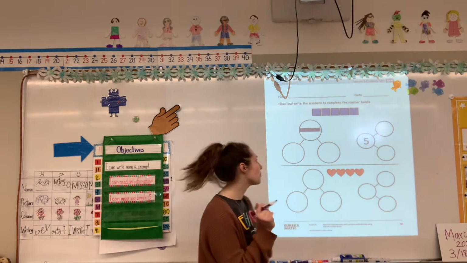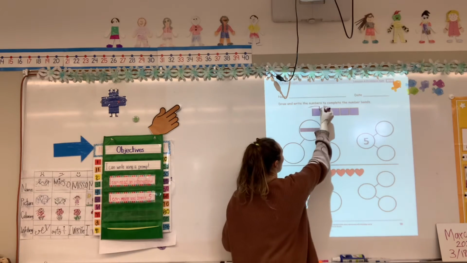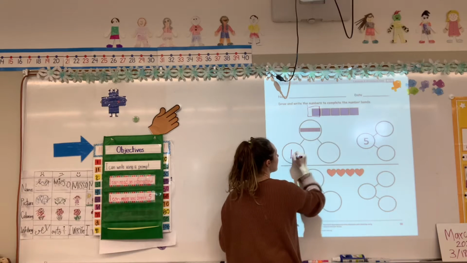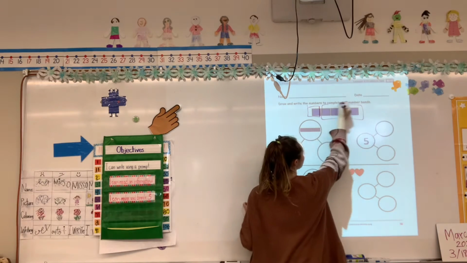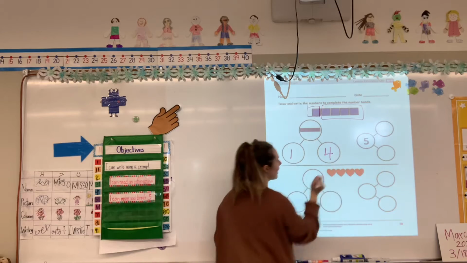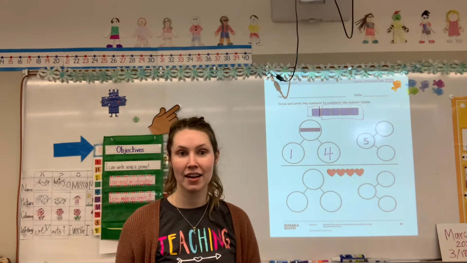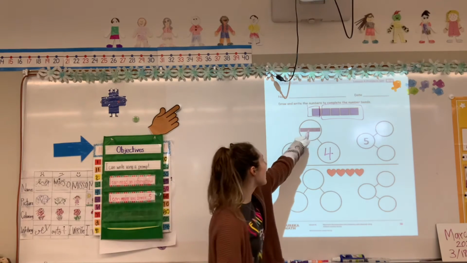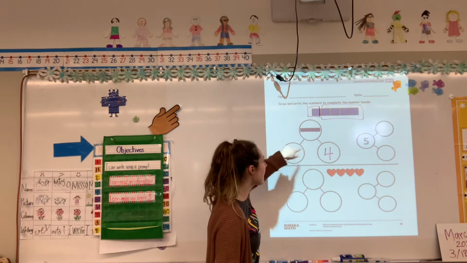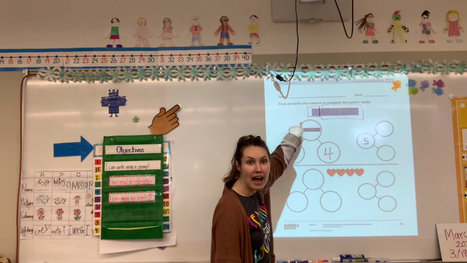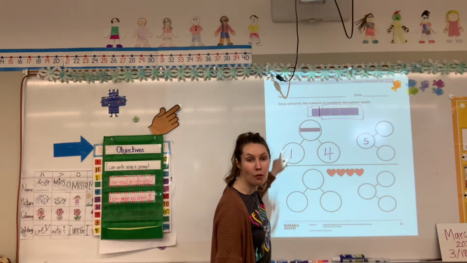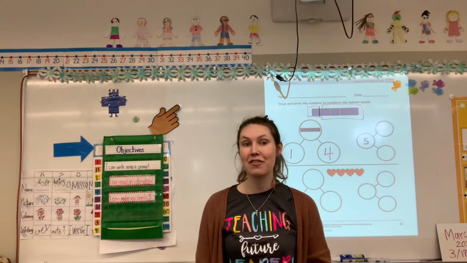There's a few ways we could do it. I could take 1 cube in one group and then 4 in another group. So I could do 1 and 4. And how could I say a number sentence to show that? I could say 5 is 1 and 4. 5 is 1 and 4. 1 and 4 make 5.